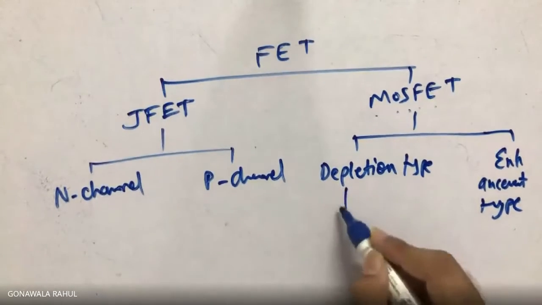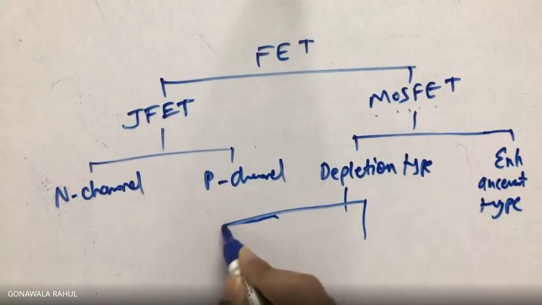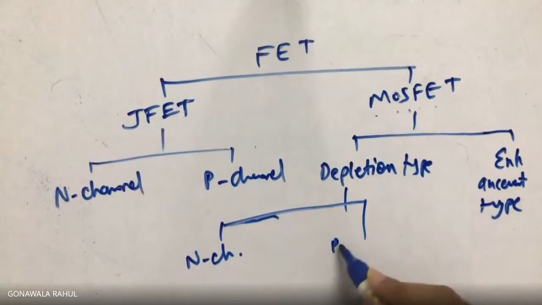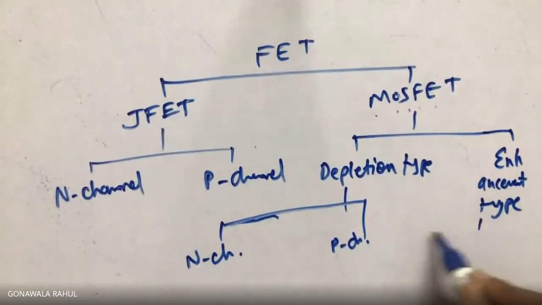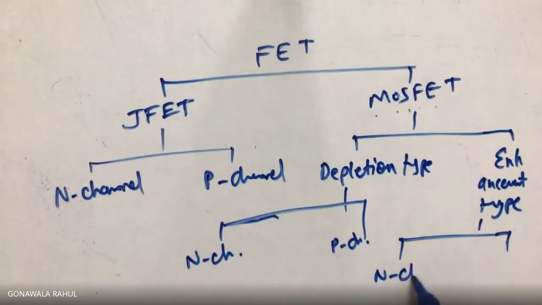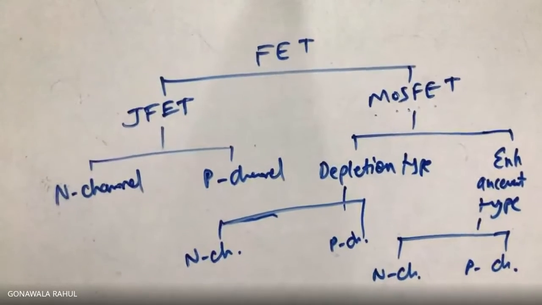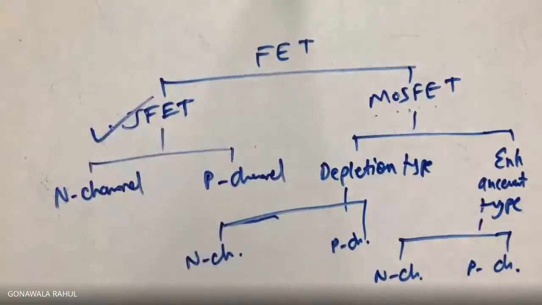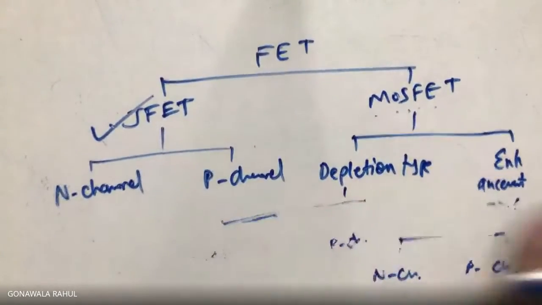Now this depletion type is again classified into two types, that is N channel and P channel, and similarly this enhancement is also classified into two types, that is N channel and P channel. Clear? So that is the major classification of field effect transistor. Clear? Now we will see, first we will check out JFET.